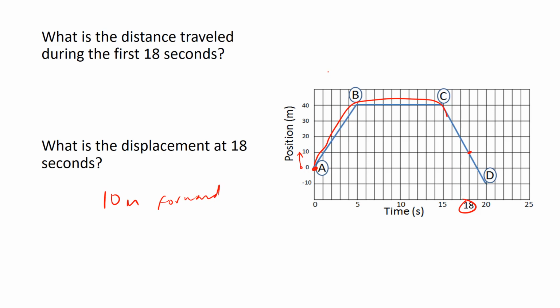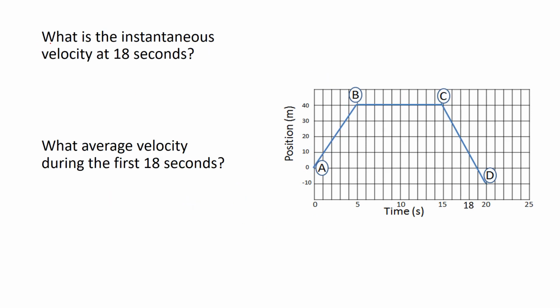I am not giving a direction. If this was north, then I'd be going north, 10 meters north. But I wasn't giving a direction here. Okay, so what's the instantaneous velocity at 18 seconds versus average velocity?